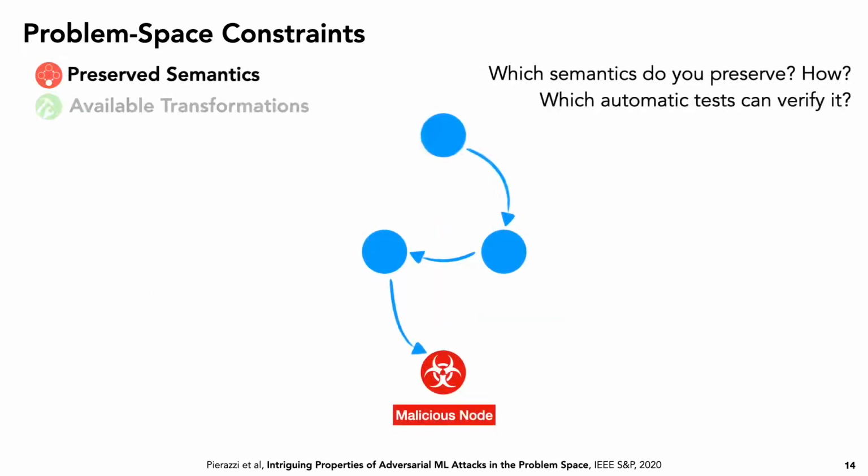Then we need to define which semantics we need to preserve. Let's say we have part of a control flow graph here, and the malicious behavior occurs at the red node, and we want to ensure that that red node is still reachable in the adversarial malware.